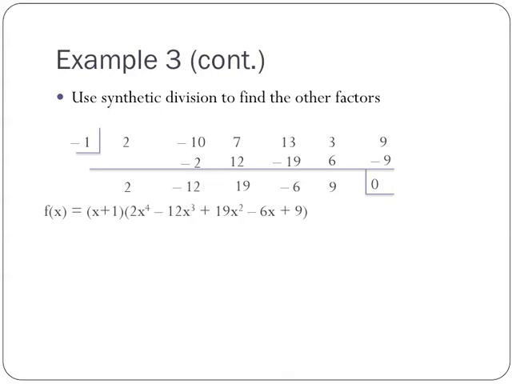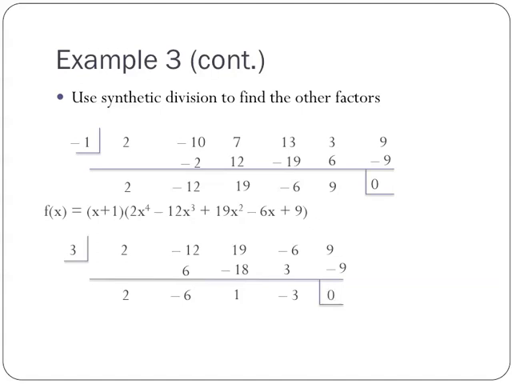Now we're going to take our quotient from this, and we are going to do synthetic division with the 3. Bring the 2 down, multiply that by 3, we get 6. Add that, we get -6 times 3 is -18. Add that, we get 1 times 3, we get 3. Add that, we get -3 times 3, we get -9, and that we get 0. And again, we should be expecting our remainder to equal 0. So now we factored out x plus 1, we factored out x minus 3, and we're left with 2x cubed minus 6x squared plus x minus 3.